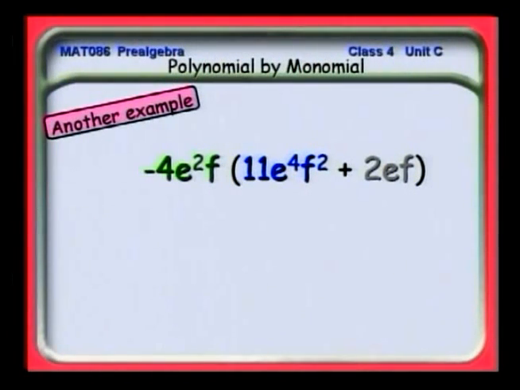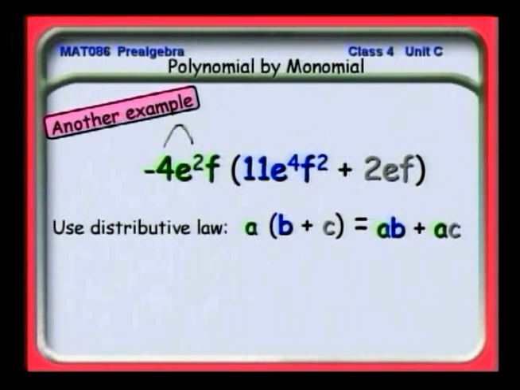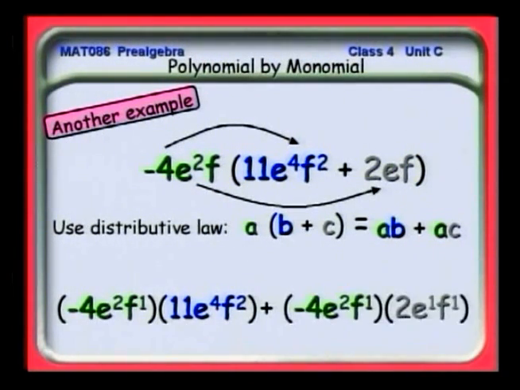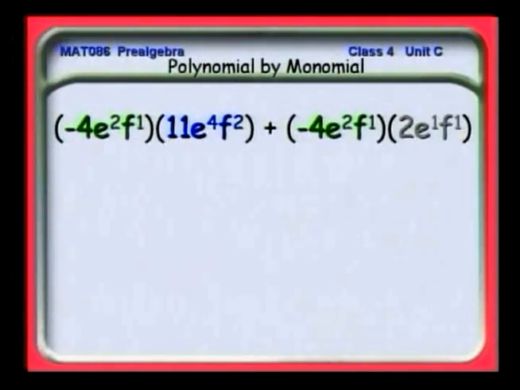Here's another example, a little bit more complex. Minus 4e squared f times the binomial 11e to the fourth f squared plus 2ef. I use the distributive law. First, I multiply that first monomial by the first term in the binomial, then by the second term in the binomial, and now I have to do two multiplications of monomials.